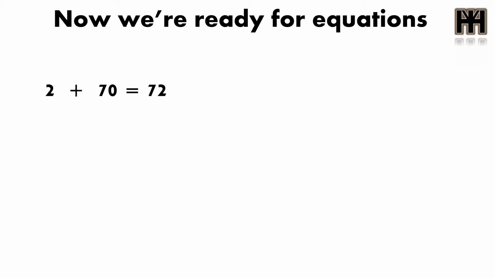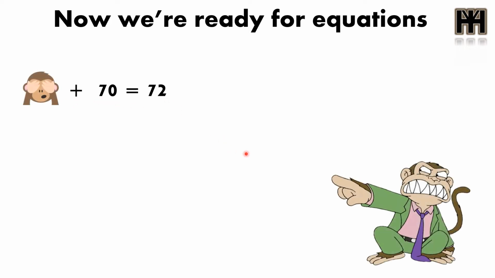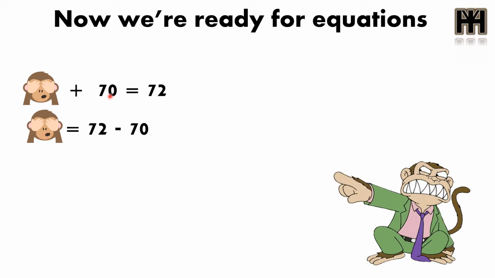Now we're ready for equations. As previously, this is a very normal equation: 2 plus 70 equals 72. But what if someone evil came and hid one of our terms like that? How do we know our term? Well, we can send the positive 70 to the other side to be negative 70. So we have this unknown equal to 72 minus 70. We send the 70 to the other side, it passes through the magic gate, so it turns to negative 70. So 72 minus 70 is 2. So this unknown is 2.